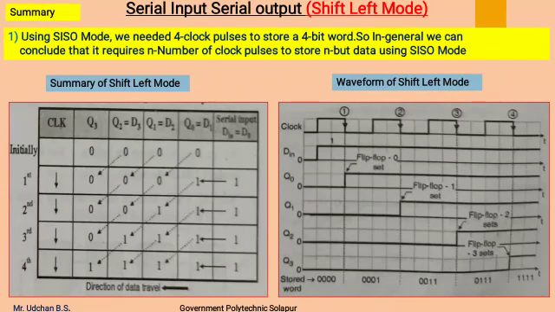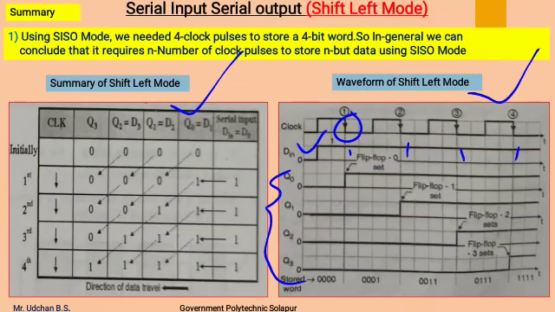So we can summarize that using serial input serial output mode we needed 4 clock pulses to store a 4-bit word. So in general we can conclude that it requires n number of clock pulses to store n bits of data using serial input serial output mode. This is the summary table of left shift mode, and these are the waveforms with respect to the negative edge of the clock pulses. We have stored this data input, that is 1 1 1 1. After each negative clock edge we have seen how the data output is shifting in the left direction.